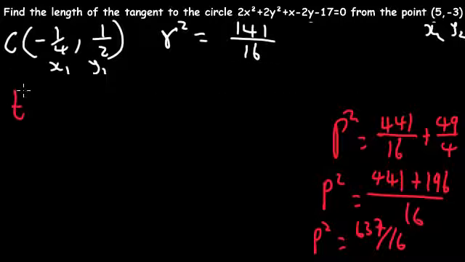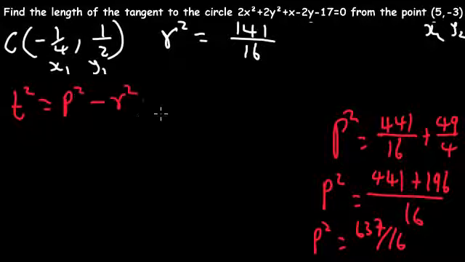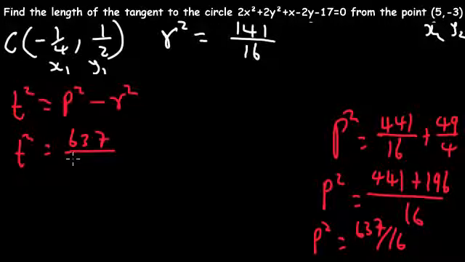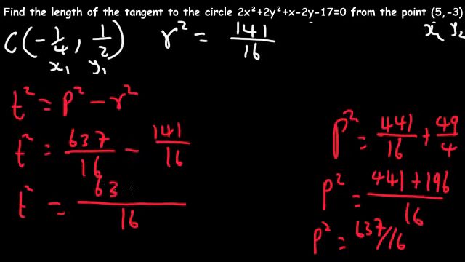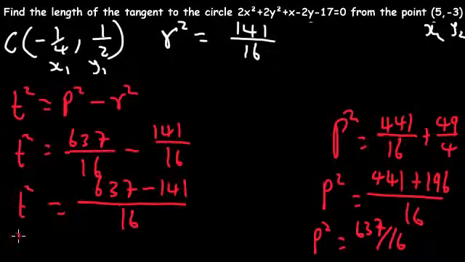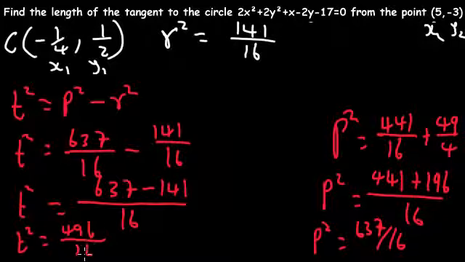Since t squared is equal to p squared minus r squared, t squared will be equal to p squared, which is 637 over 16, minus r squared, which is 141 over 16. So for t squared, since they are like terms, we take one of the denominators and subtract the numerators: 637 minus 141. I got 496. So t squared is simply 496 over 16.